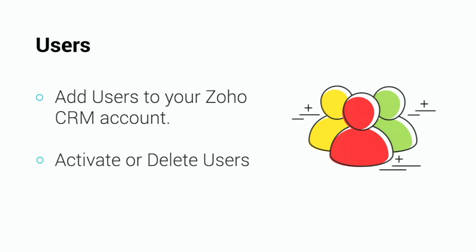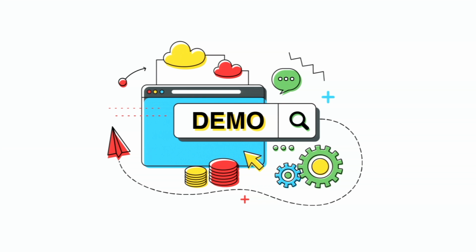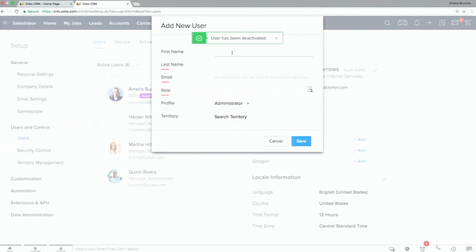So you have configured profiles and roles, and you have set up the user management in Zoho CRM. And now how you apply this while adding users is what we're going to see now. Let me show you how to do it. While adding a user, you have to enter the basic information about the user, like his first and last name, his email address, to which the invitation email will be sent. And you can assign the role and profile which you have created for that organization.